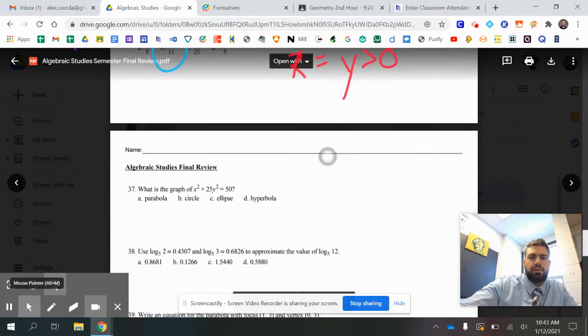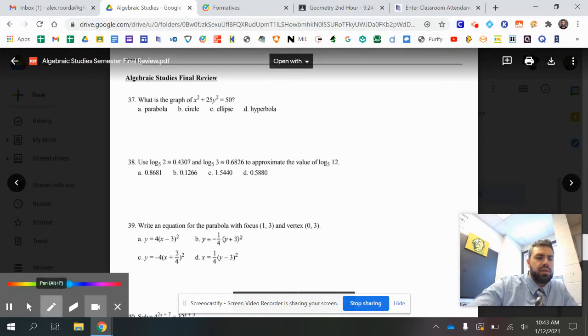All right, go to 37. Now, 37 says which graph is x squared plus 25 y squared equals 50? Okay, so a couple different things we could do. One of them is, okay, it looks like it might be a circle, right? Because that's totally fine. But the problem with a circle is we want y to be by itself. Now, we could also just graph it on decimals.